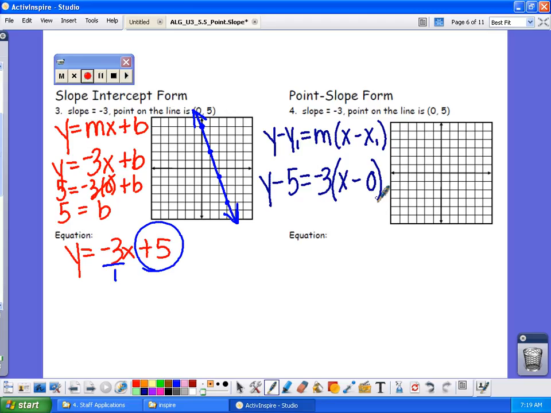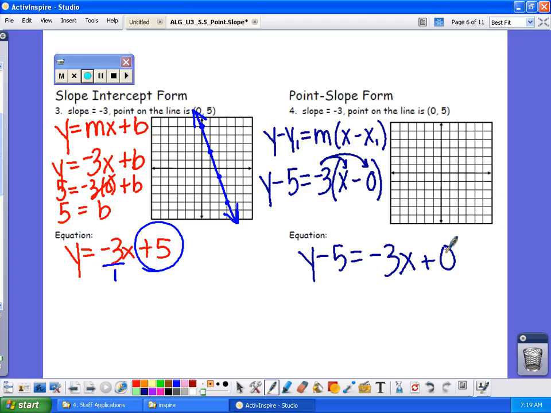For right now, I'm just going to ask you to leave it this way. If you went ahead and wrote y - 5 = -3x, and when you distribute, 3 times 0 is 0. If you left off the 0, it would be okay. You could put it in. But you don't want to continue doing anything else from there.